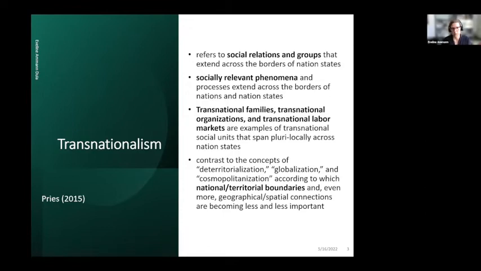And this term, plurilocal, is from Priest. He likes this term: transnationalism means that it is spanned plurilocally across nation states. That means the locality is still very relevant. The transnationalism approach is not saying that the nation state is not relevant anymore. This is also the difference to other concepts like globalization, cosmopolitization, or others. It says that the nation state and the locality are still very important, but they should not be the analytical border of research.